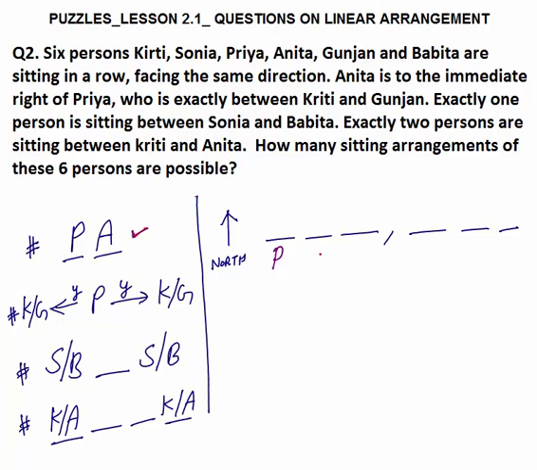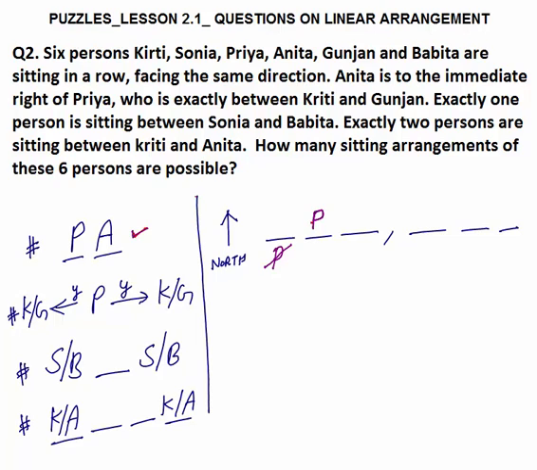We have to count all the possibilities. So we will start from the left hand side. Can P be at first position? P can't be at first position because there is someone who is to the left of P as per the second symbolic notation. Either K or G is to the left of P. So P can't be at this position.